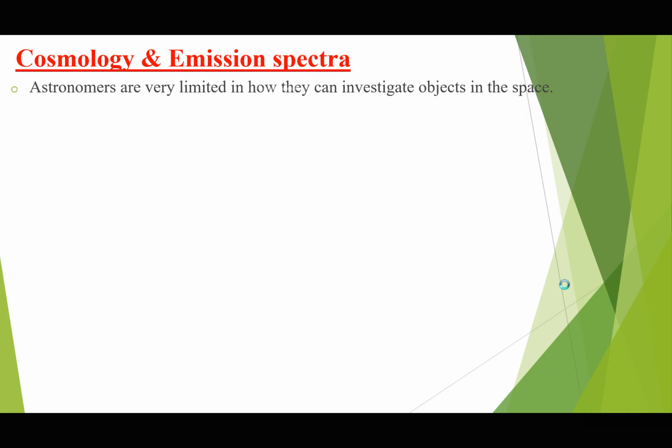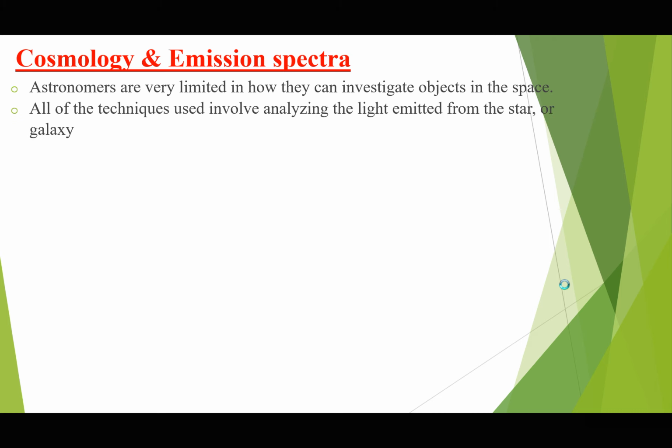So astronomers are very limited in how they can investigate objects in space, for example, measuring distances of all those objects. Basically, they rely on light which is emitted from the stars. So all the techniques used involve analyzing the light emitted from the star or the galaxy.